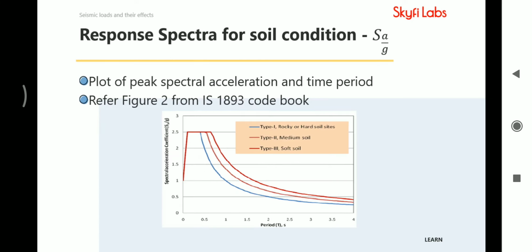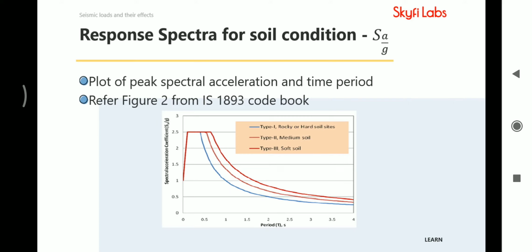Sa by g is the average response acceleration coefficient. Refer figure number 2 to find the average response acceleration coefficient value. Choose the value based on the type of soil present in your construction site.